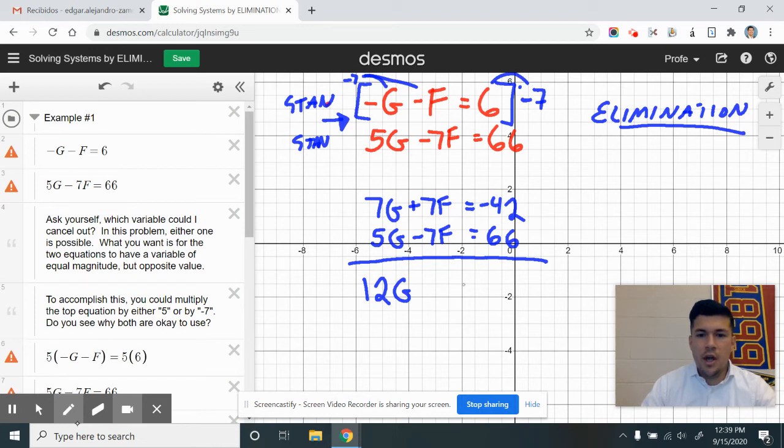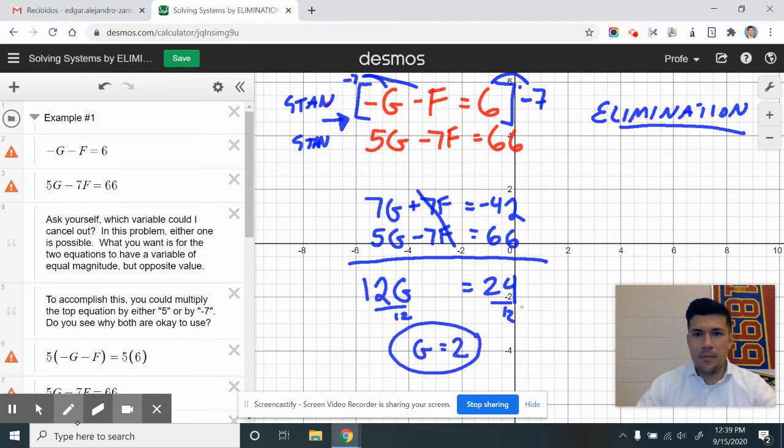12g. And then 7f plus negative 7f. You add those and they combine to be 0. So basically they cancel. Negative 42 plus 66, that is 24. So you end up with a one-step equation: 12 times g equals 24. That's a simple equation for you to solve because you divide both sides by 12 and g is equal to 2.